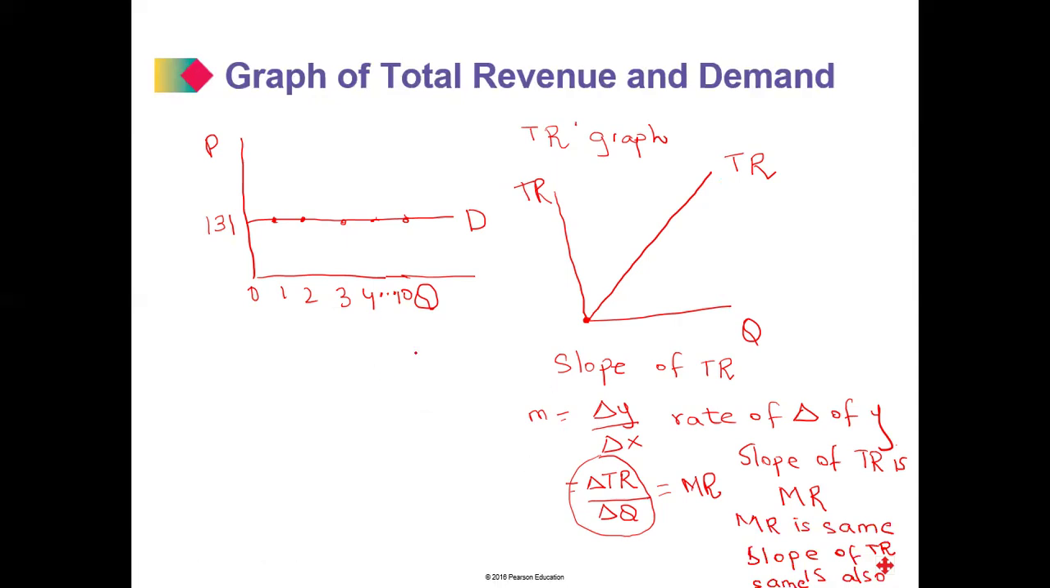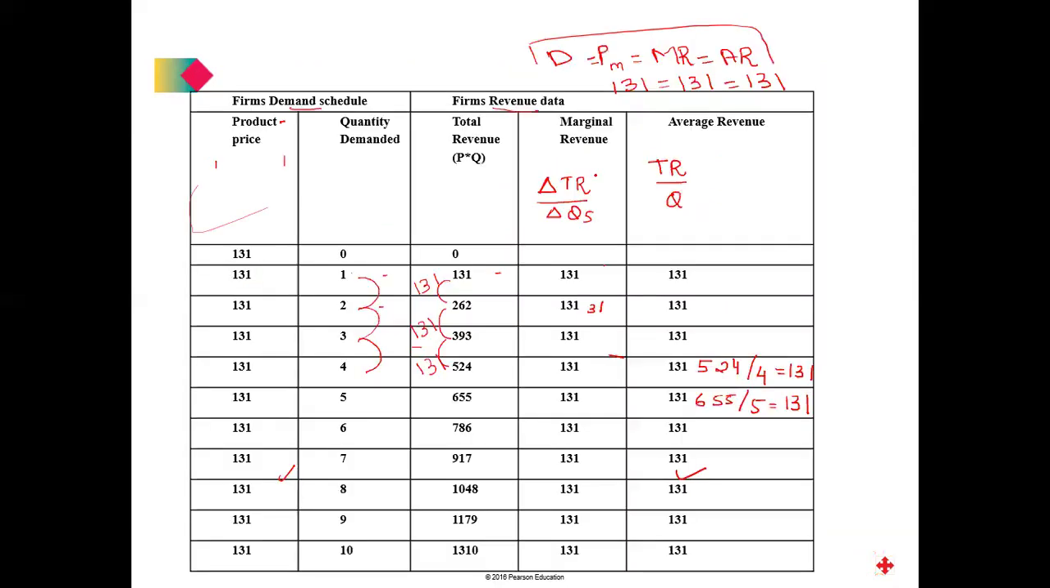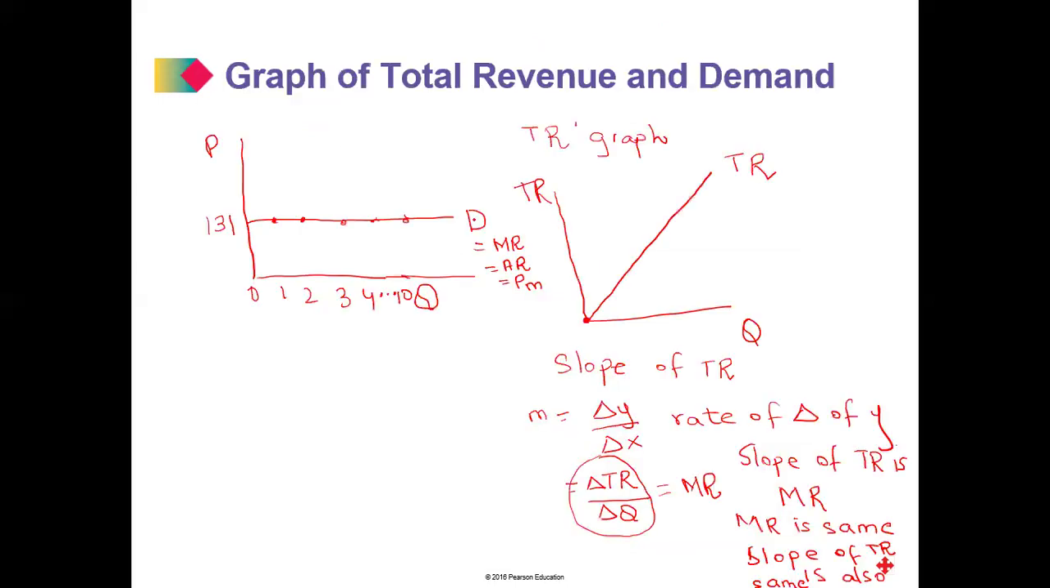Okay. The last point is that recall that we have already proved that demand is equal to marginal revenue, and marginal revenue is equal to the average revenue, which is equal to the market price. And you can see in the table over here that price is 131, marginal revenue is also 131, and average revenue is also 131. So we will have the same horizontal line for marginal revenue as well, the same horizontal line for average revenue as well, and also for the demand curve.